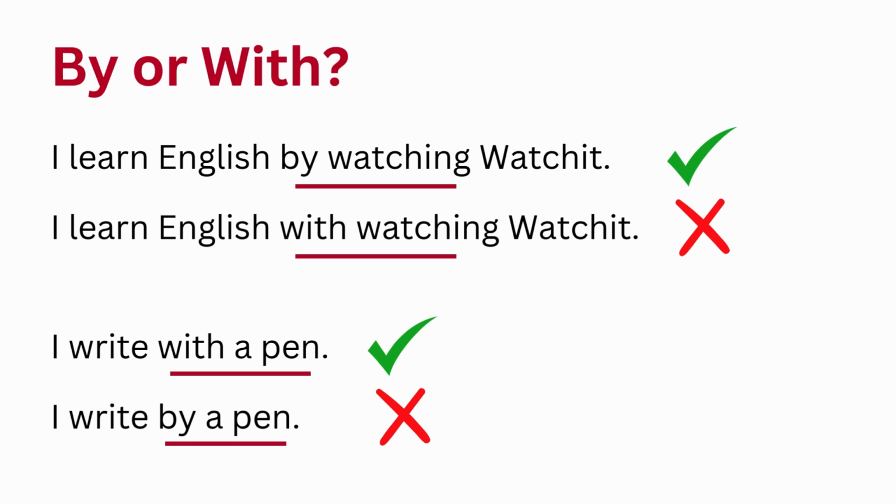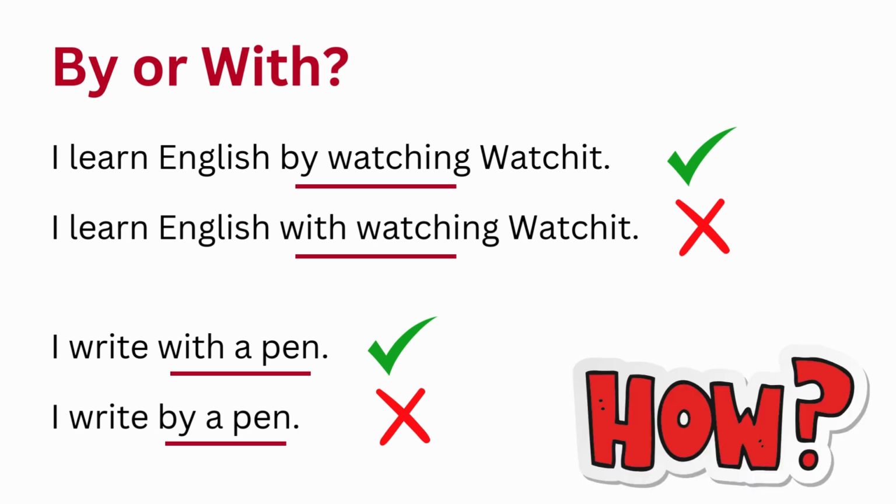Before we talk about some of the differences, let's talk about the similarities. How are by and with the same? Well, they both answer the question, how? How do you learn English? I learn English by watching Watch It. I learn English by reading my dictionary every night. I learn English by talking to people. So, that's answering how you do something.